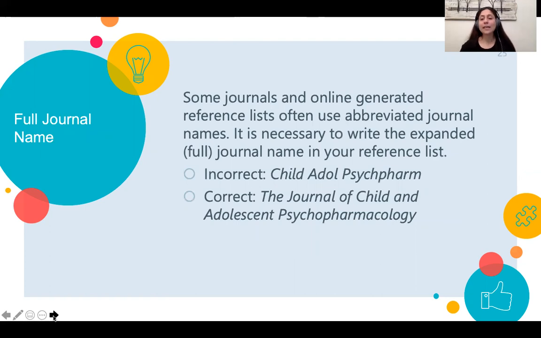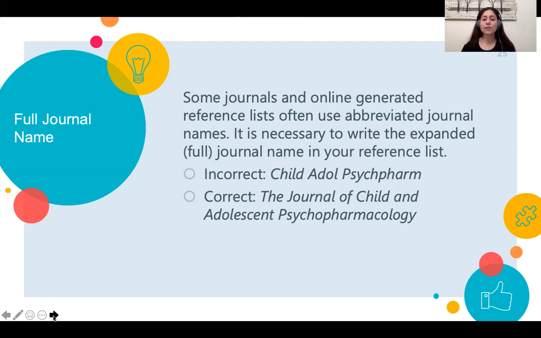Another issue that you may encounter is the journal name being condensed in a reference that you're copying from somewhere, or even on the article itself. So you need to find the full name of the journal. You can't use the abbreviation. So there's an example here.